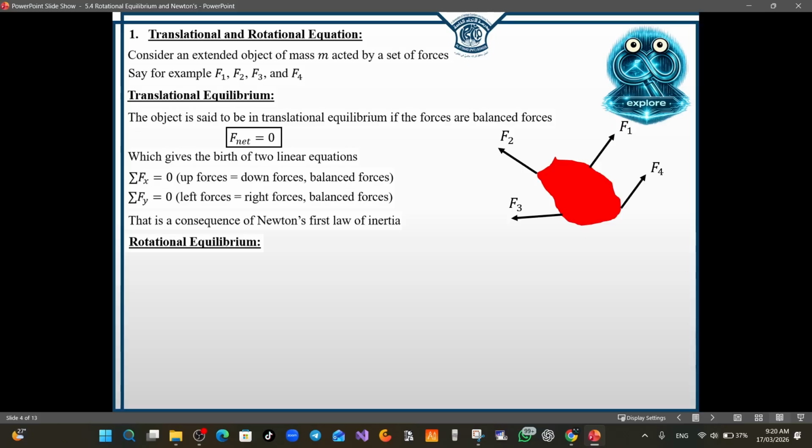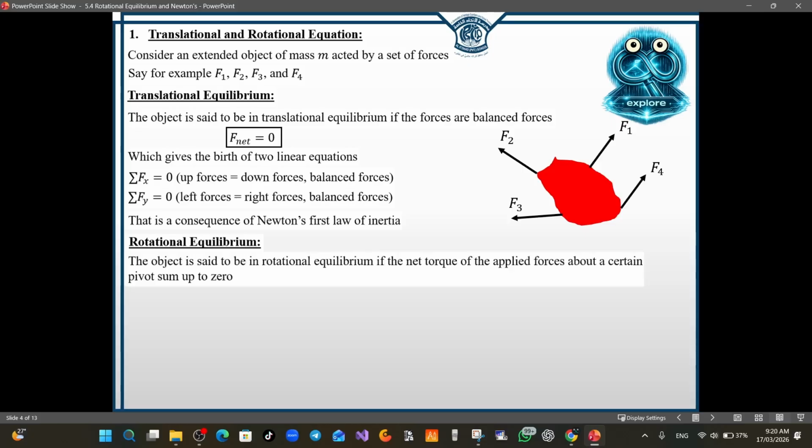Now let's move to the second layer of the system, rotational equilibrium. The object is said to be in rotational equilibrium if the net torque of the applied forces about a certain pivot sums to zero. So tau net is equal to zero. This gives us one rotational condition, or gives birth to one equation. And here is the key idea. Even if forces are balanced, the object may still rotate if those forces create a non-zero torque. No net torque, no angular acceleration, and the object remains at rest or rotates with constant angular velocity.